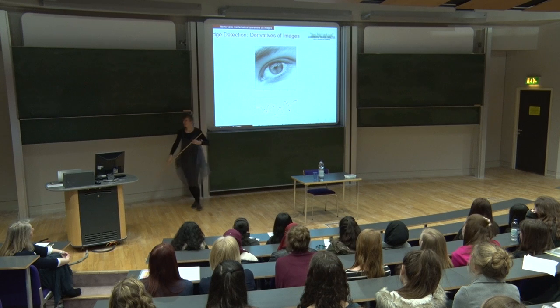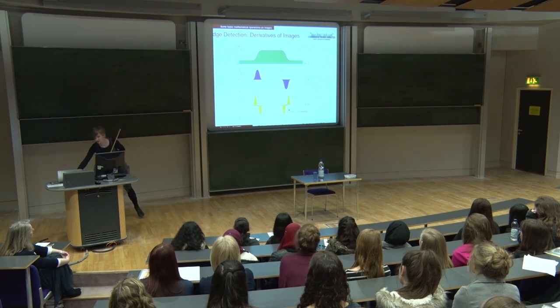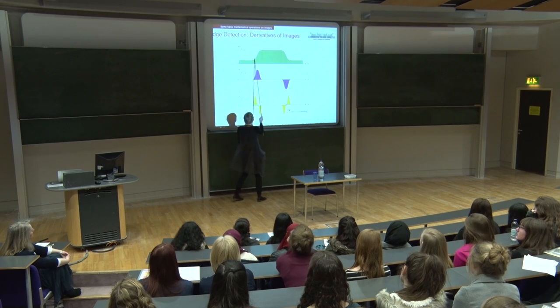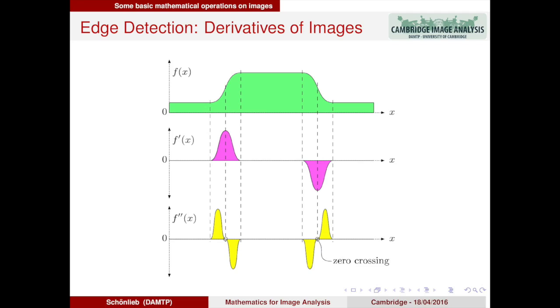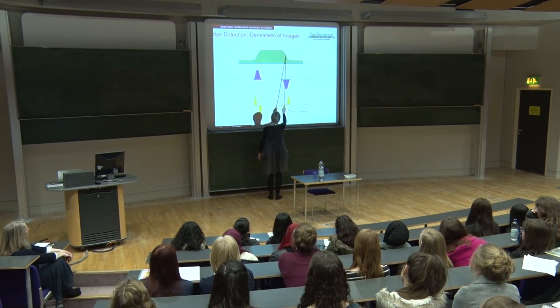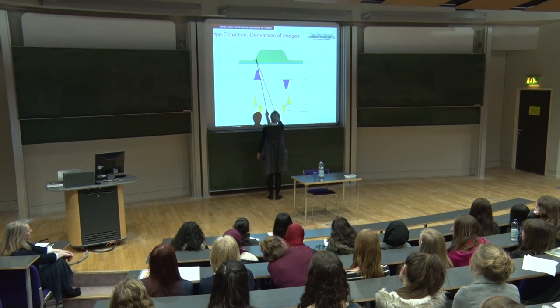Okay, think about derivatives. What is a derivative doing? It tells you how much a function is changing, right? So if you look at this function here, then you could think that this function has two edges, one here, where something is changing from a low gray value to a large gray value, and then here back again. And this could be an object, okay, that you want to detect in your image. So you would like to see where these edges are.